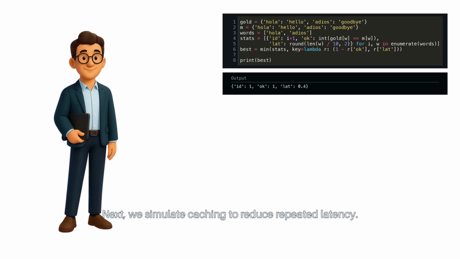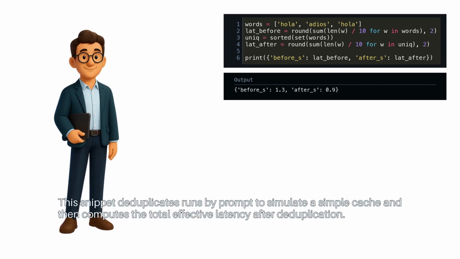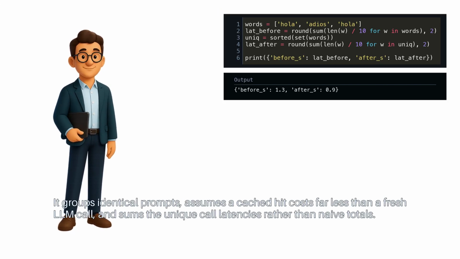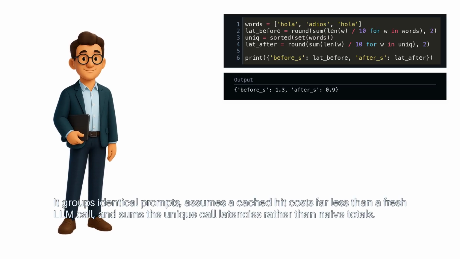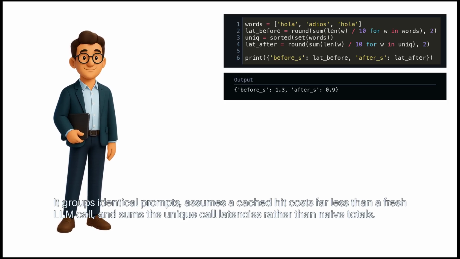Next, we simulate caching to reduce repeated latency. This snippet deduplicates runs by prompt to simulate a simple cache, and then computes the total effective latency after deduplication. It groups identical prompts, assumes a cached hit costs far less than a fresh LLM call, and sums the unique call latencies rather than naive totals.